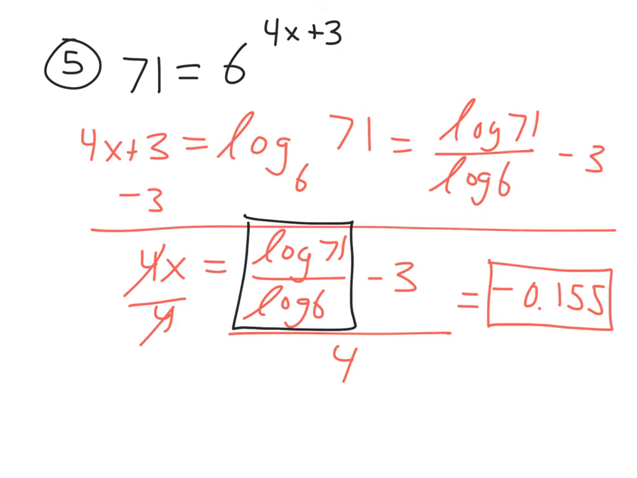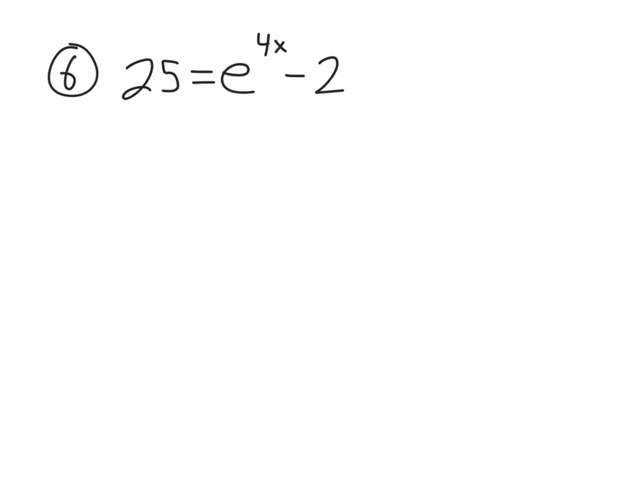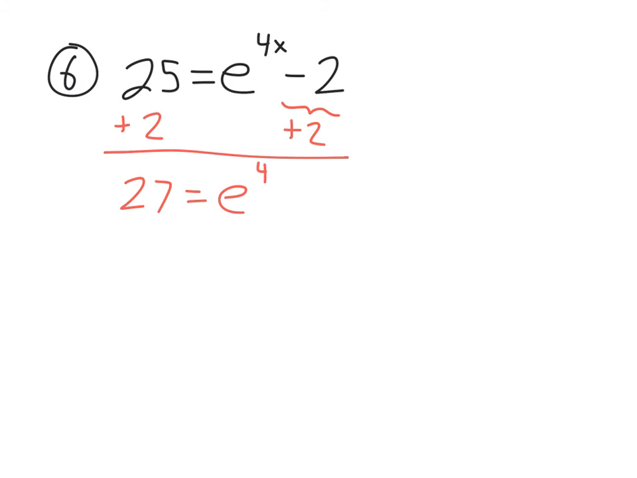So let's do one last example. On this one, there is a slight difference here, and notice that I'm not actually going to start off by saying 4x is the exponent on, because I have this extra minus 2 involved over here on the right. So what I have to do first is add 2 to both sides of my equation, and I'll have 27 equals e to the 4x.